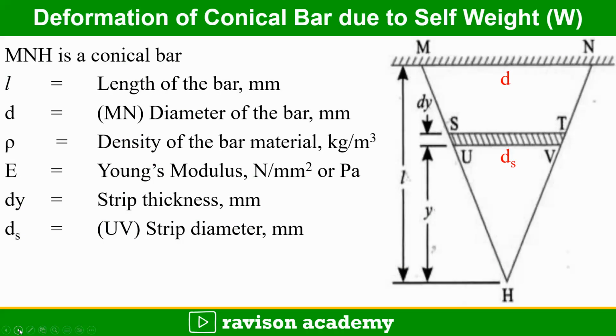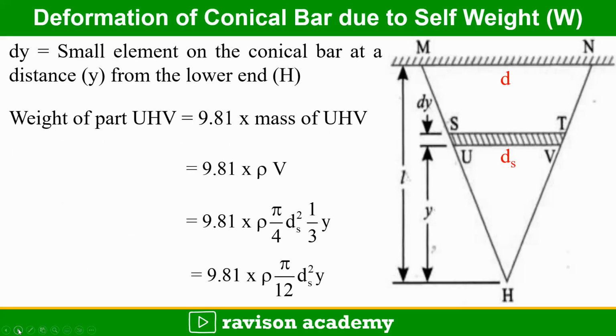Consider the conical bar MNH of length L and diameter D in mm, the density of the material of the bar in kg per meter cube, and Young's modulus of the material in Pascal. Consider a strip of thickness dy in mm and strip diameter UV as ds. This dy is the small element on the conical bar at a distance of y from the sharp end H.